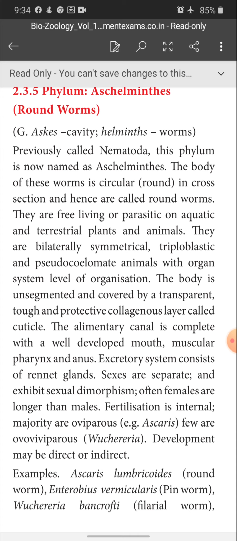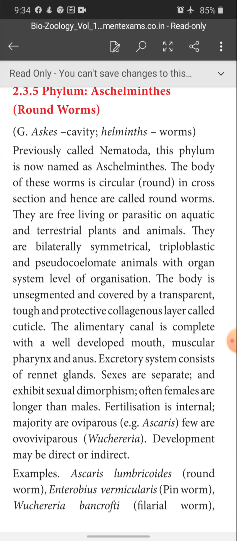Okay, right. Next, these things you all know very well. The body is unsegmented and covered by a transparent, tough and protective collagenous layer called a cuticle. Then the alimentary canal is complete with a well developed mouth, muscular pharynx and anus. Excretory system consists of renal glands. Sexes are separate and exhibit sexual dimorphism. Often females are longer than males.